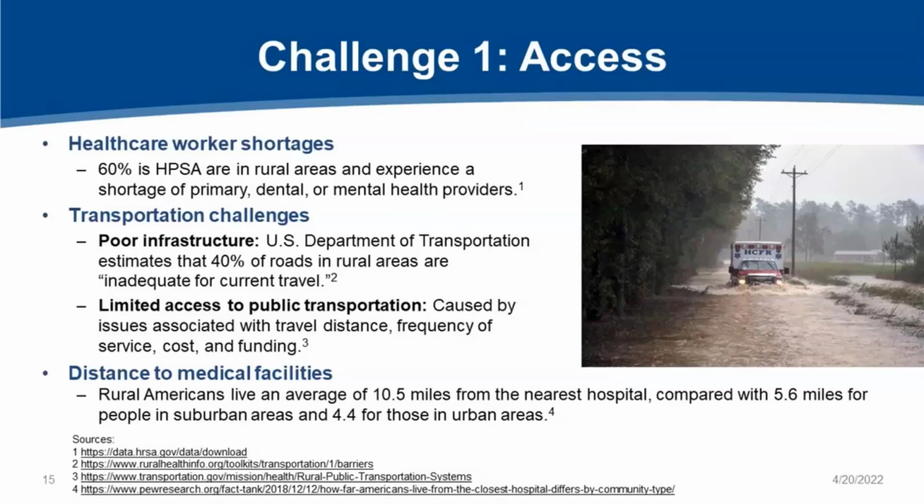Transportation is also challenging because of limited access to public transportation related to issues associated with travel distance, frequency of service, cost, and funding. The third factor is distance to medical facilities. Rural Americans live an average of 10.5 miles from the nearest hospital, compared with 5.6 miles for people in suburban areas and 4.4 miles for those in urban areas. Next slide.